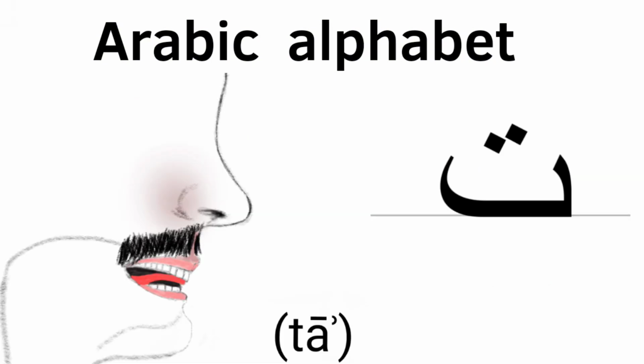تا. Let's hear it again. تا. This Arabic letter is pronounced similar to the English letter T. To pronounce it correctly, you should place the tip of your tongue against the upper front teeth and release a short, sharp sound. It's important to note that the pronunciation should be clean, without aspiration, or any burst of air, which is common in English.